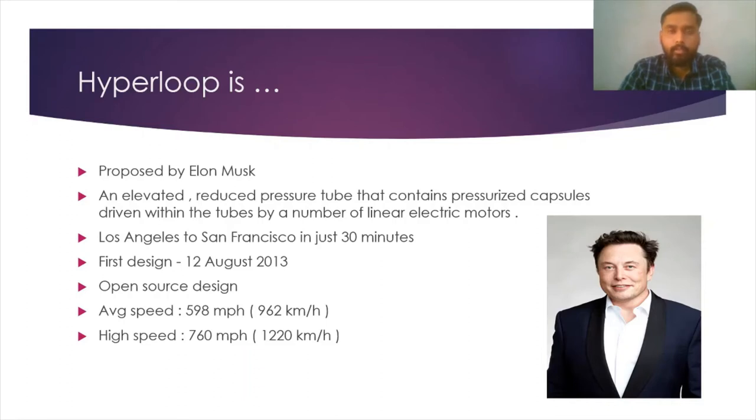This first design was proposed by Elon Musk on 12th August 2013. This technology is open source, meaning Elon Musk has shared the rights with everyone, so that everyone can work on this technology. The average speed of Hyperloop is 598 miles per hour, meaning 962 kilometers per hour, and the high speed is 760 miles per hour, about 1200 kilometers per hour.